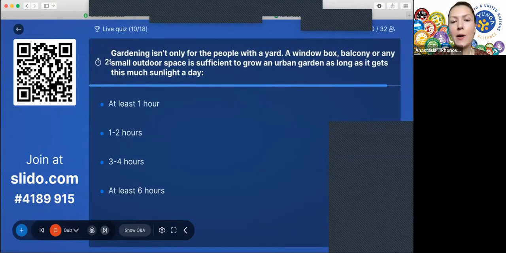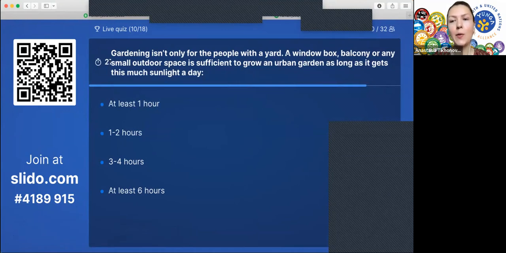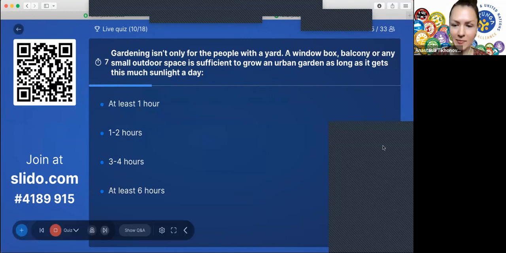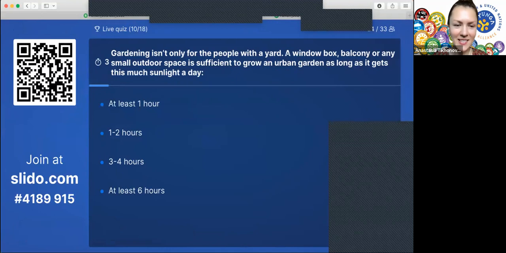Gardening isn't only about the people with a yard. A window box, balcony, or any small outdoor space is sufficient to grow an urban garden as long as it gets this much sunlight a day. At least 1 hour, 1-2 hours, 3-4 hours, or at least 6 hours. Which is the right amount of sunlight per day that your plants will need? And 2 seconds left.